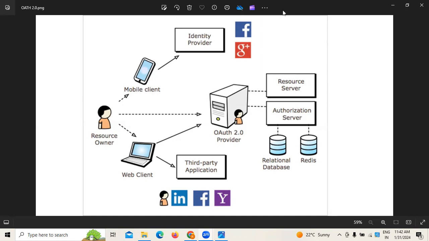Hence, next paragraph, you can write it. Hence, implementing an authorization server which is independent, and also have a separate resource server for every microservice.